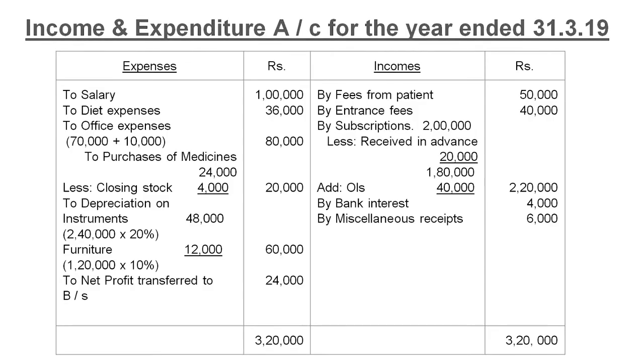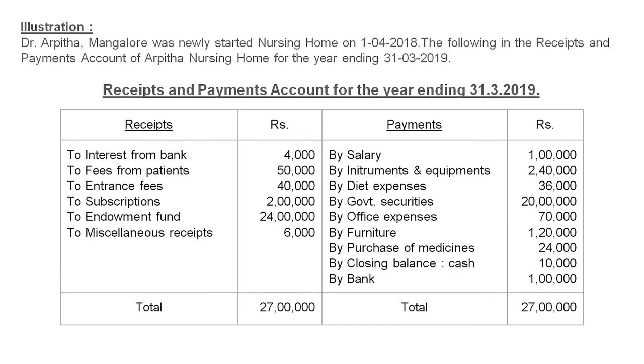Then the endowment fund. Nothing is given under the adjustment, and once again, donations are to be capitalized. So donations should be taken under the capital. The endowment fund should be capitalized, so it is 24 lakhs.